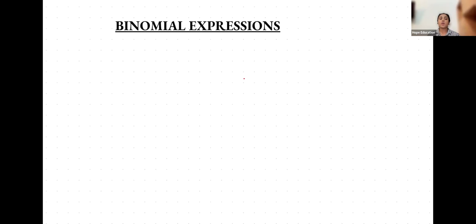Okay. So binomial expressions. Before we actually start the lesson, we'll do a little bit of review exercise. I'm not planning to do much. On page 40, there's a review exercise, no? In that review exercise, go to the third question. The review exercise is based on what you have learned in the previous grades.